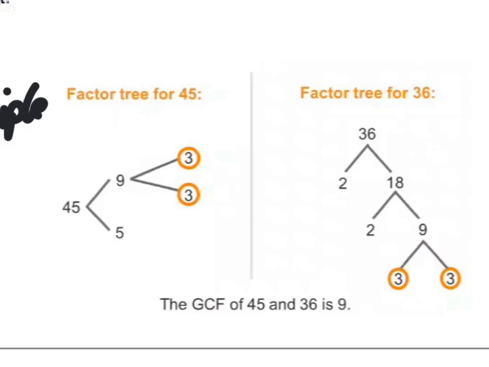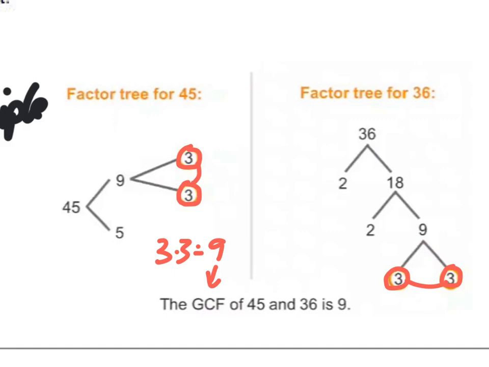Same thing with 36. We look at 36 and you say, okay, well, we could rewrite that as 2 times 18. We can rewrite 18 as the product of 2 times 9, and then rewrite 9 as the product of 3 and 3. Now, what you need to notice here is when you get down to these prime numbers, you need to figure out how many of these prime numbers do you have in common. And so since you have two common 3's in each of them, then we know that 3 times 3 is equal to 9, and that's your greatest common factor.